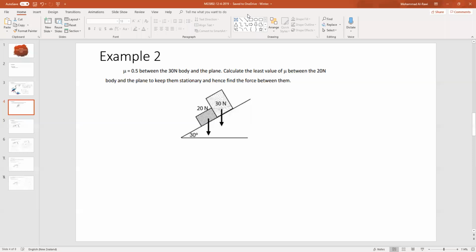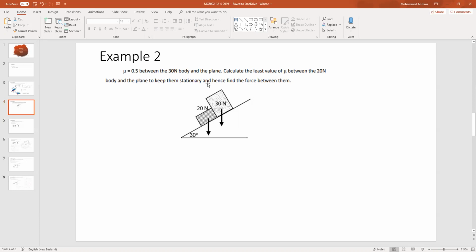Right. So we have the second example, slightly different from the last example which we have done. Mu is 0.5 between the 30 Newtons body and the plane, so there is friction between these two. Calculate the least value of mu between the 20 Newtons body, this one, and the plane to keep them stationary. So there's a condition: we assume they don't move. And hence find the force between them as well.